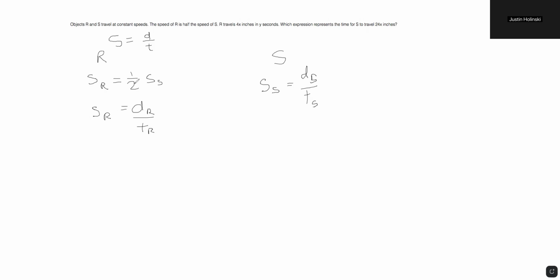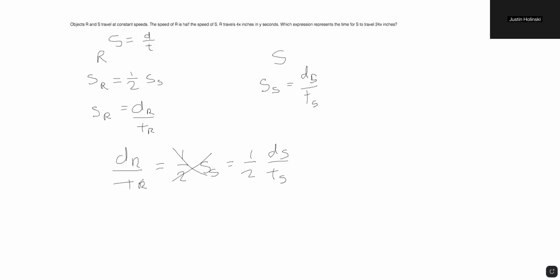So then we know that we have these two things are the same, which means these two also have to be the same. So we have distance of R over time of R is equal to 1/2 the speed of S, which is the same as 1/2 of all of this, 1/2 of that quantity. And then from there, we can cut out the middleman and plug in some values.